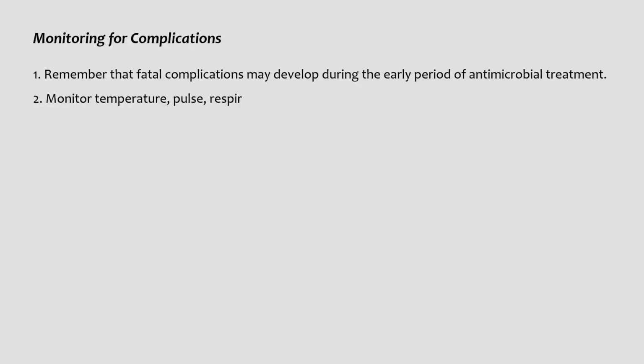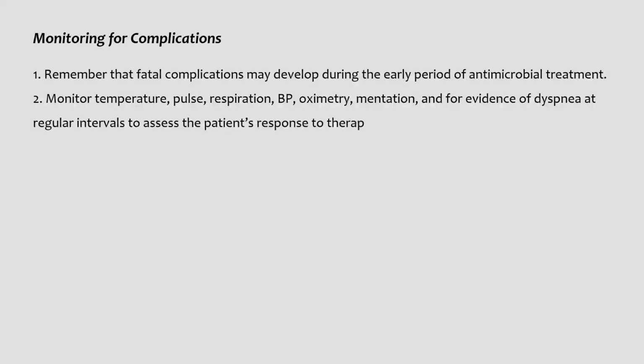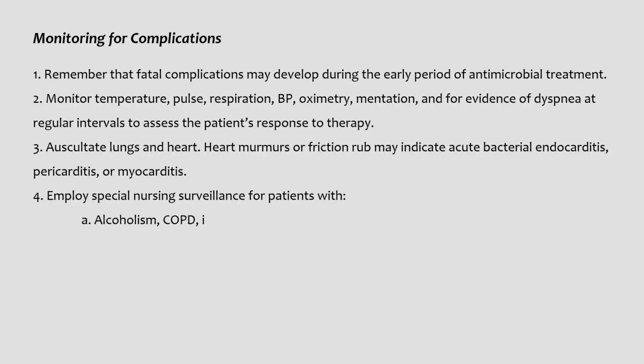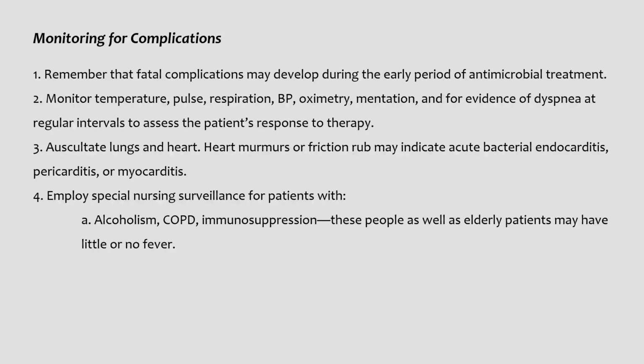Monitor temperature, pulse, respiration, BP, oximetry, mentation, and for evidence of dyspnea at regular intervals to assess the patient's response to therapy. Auscultate lungs and heart. Heart murmurs or friction rub may indicate acute bacterial endocarditis, pericarditis, or myocarditis. Fourth is to employ special nursing surveillance for patients with alcoholism, COPD, immunosuppression, because these people as well as elderly patients may have little or no fever.